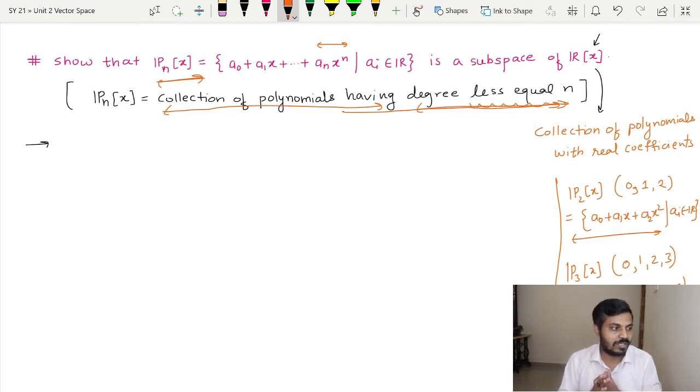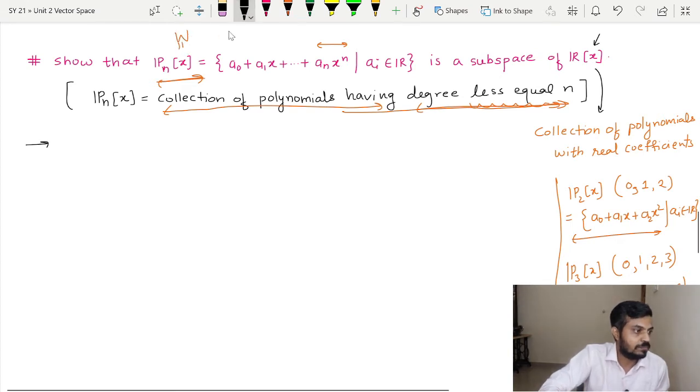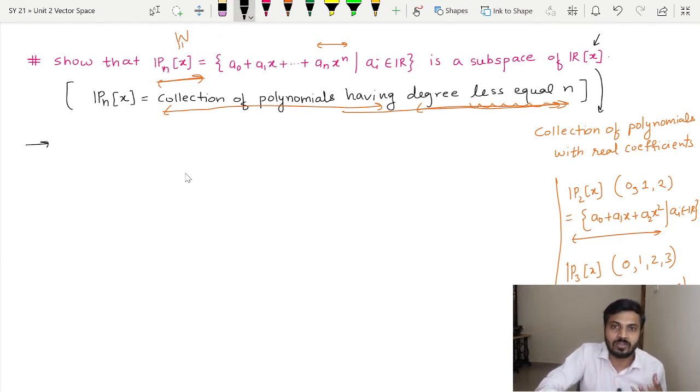Now let us try to show that this Pn of x is a subspace of R of x. So we should recall the definition of subspace, in fact the subspace criteria. It says a non-empty subset W of V is said to be a subspace of V if W is closed under addition and scalar multiplication. Now in this case, this is our set W. So first of all we need to show that it is non-empty. How can one show that this Pn of x is non-empty? Now try to see the elements of Pn of x. What is the speciality? How does an element of Pn of x look?